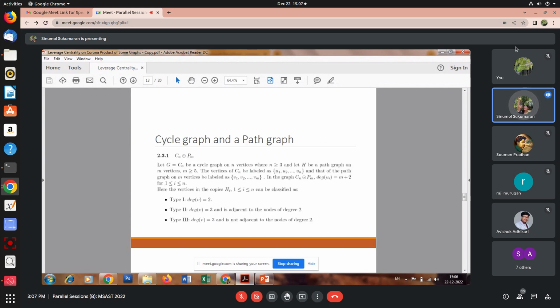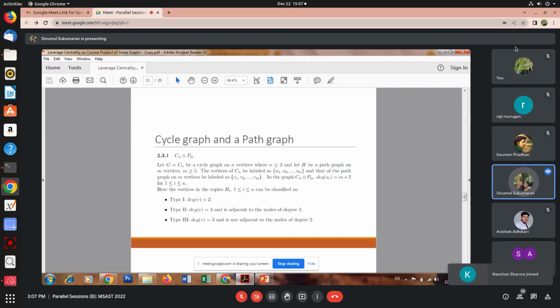Now, cycle graph and a path graph. Let G equal Cn be a cycle graph on n vertices where n is greater than or equal to 3, and H be a path graph on m vertices, m greater than or equal to 5. The vertices of Cn are labeled u1, u2, etc., un, and those of the path graph on m vertices are labeled v1, v2, etc., vm. In the graph Cn composition Pm, the degree of ui equals m plus 2 for 1 less than or equal to i less than or equal to n.